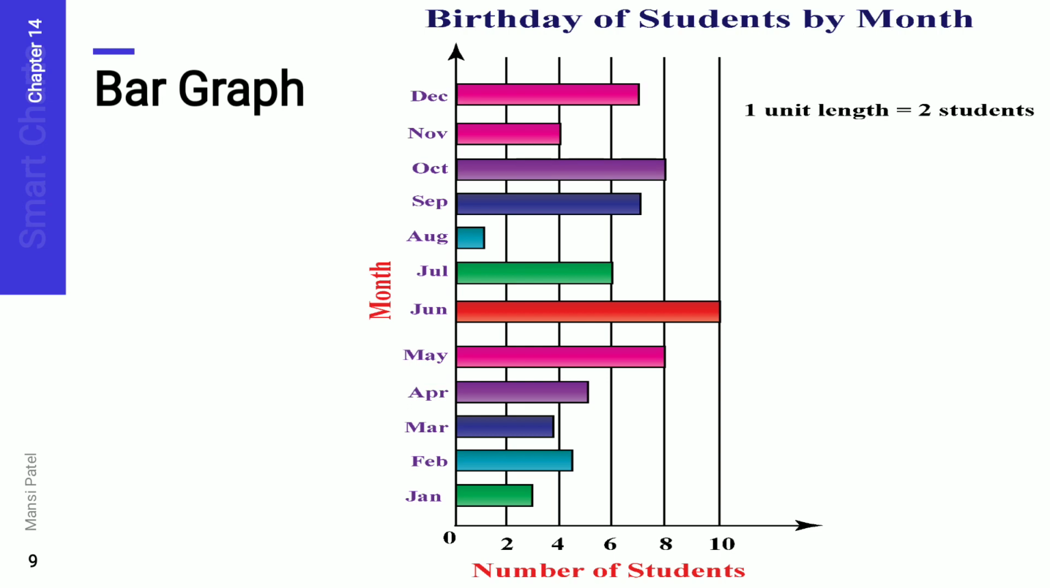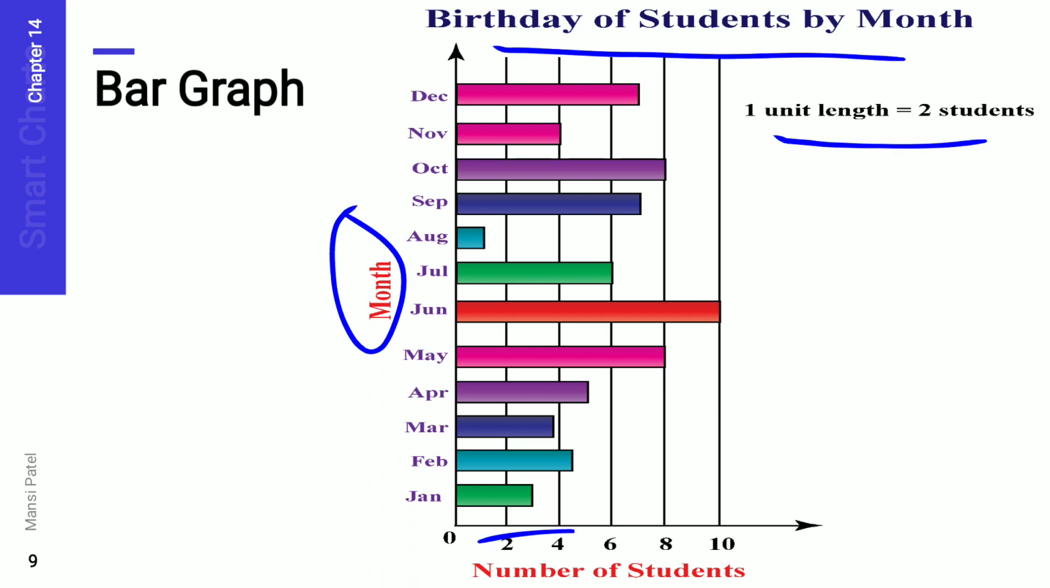So let us see another one. This one is also the same graph, but here they just changed the position of these bars. First they were given horizontally, now here they were given vertical bars to you, but all the things are the same. They were given here the heading, here the scale, here the month, and here the number of students. So all these things they were given in this bar graph.